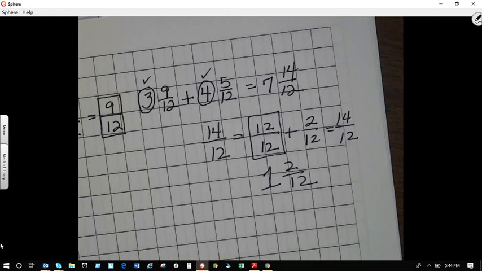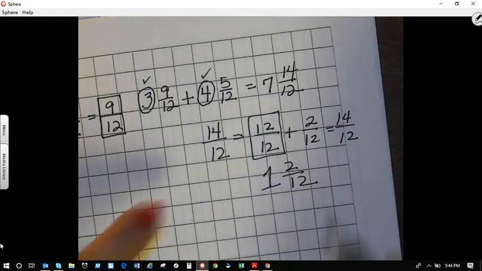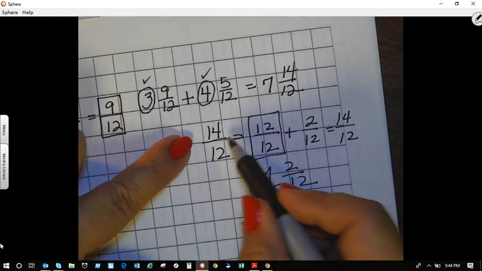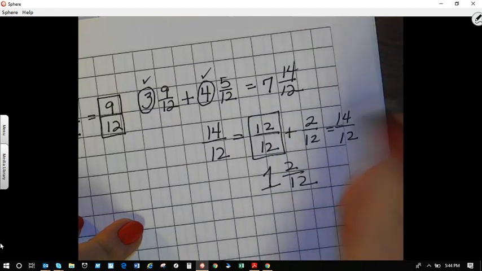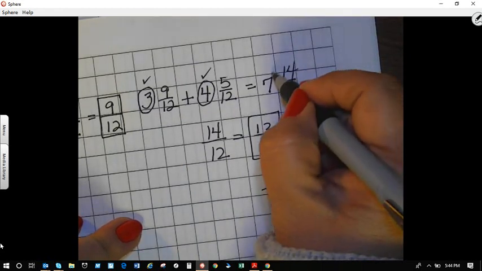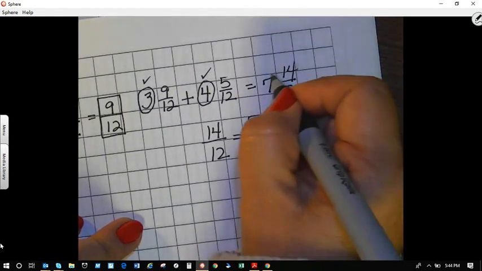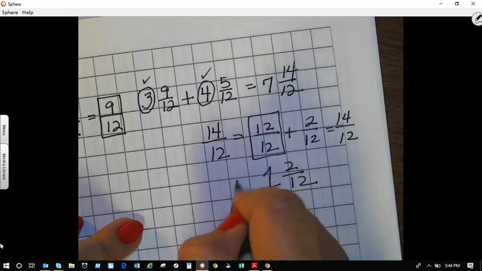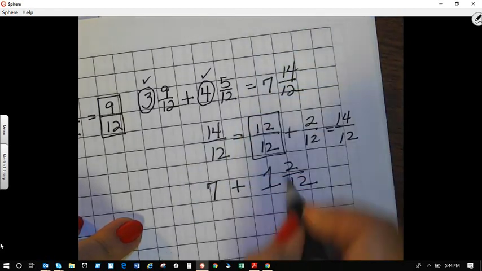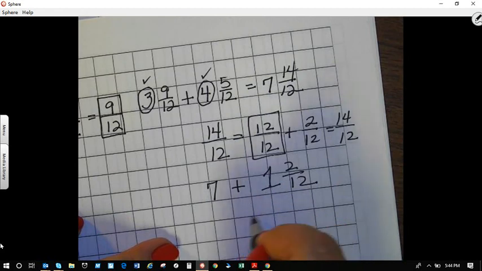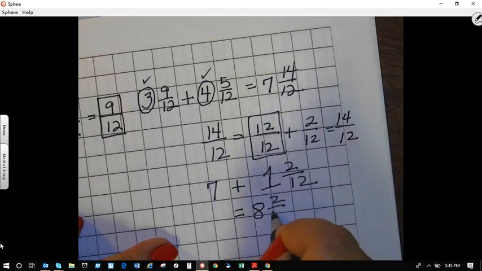I kind of felt the crowd went, oh, I get it. So all I did was see what I can do to get to 14 using 12 as my denominator. Now look at what we have over here. Still have my 7. So I needed to add my 7. So 7 plus 1 equals 8 and 2 twelfths.